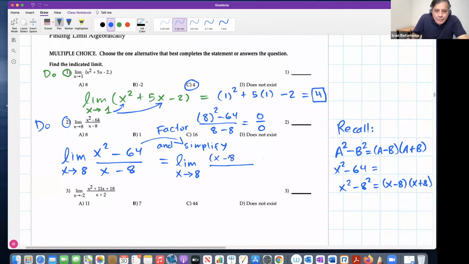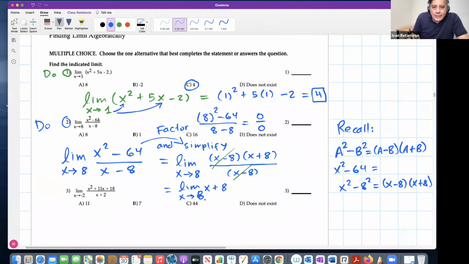So the numerator factors as x minus 8 times x plus 8, right? The denominator is x minus 8. So we notice that x minus 8 on top and x minus 8 on the bottom cancel. They both cancel, and then we are left with this simpler function, right? It turns out this rational function was indeed this simple function: the limit as x approaches 8 of x plus 8.